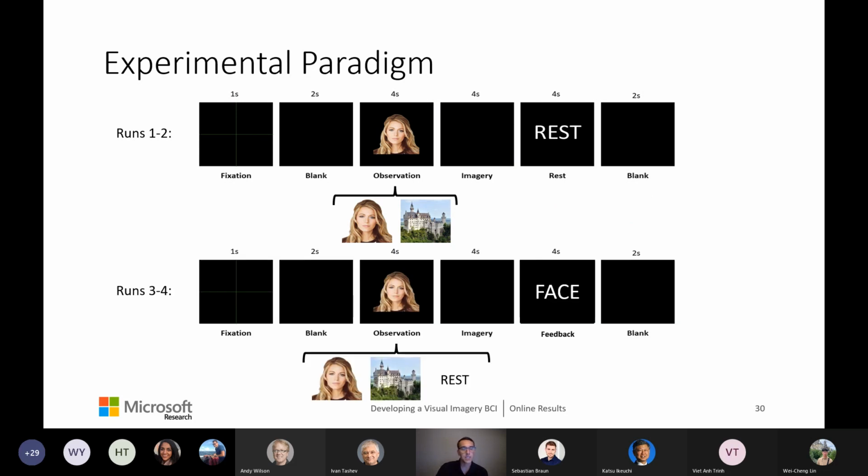Then in the last 2 runs, it was a little bit different. During the observation periods, instead of just having the 2 image categories, they could also be cued to rest during the imagery period. And then instead of a rest period at the end, they were provided feedback directly from the classifier's output of what it predicted they were thinking about during the imagery period.